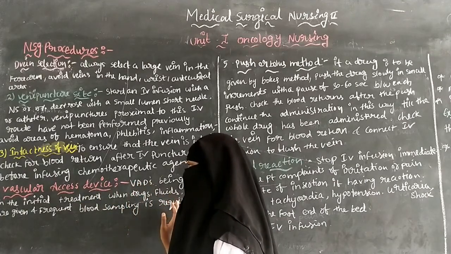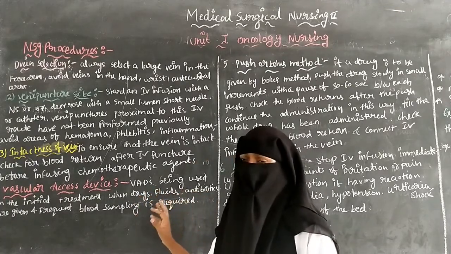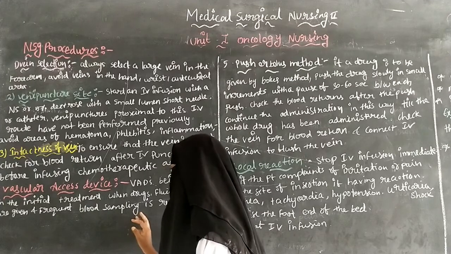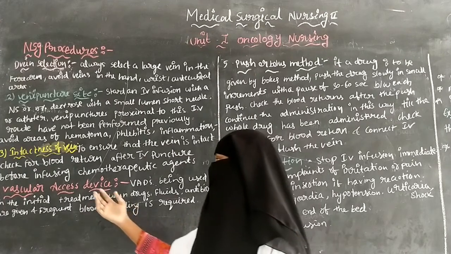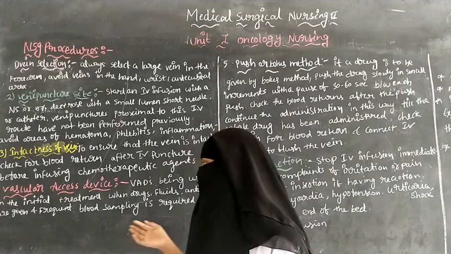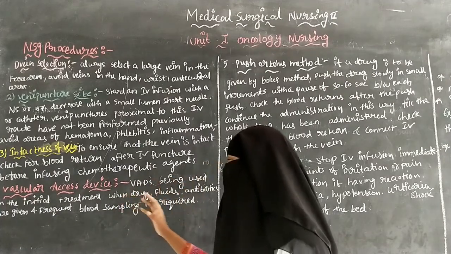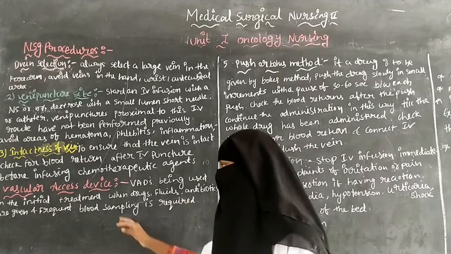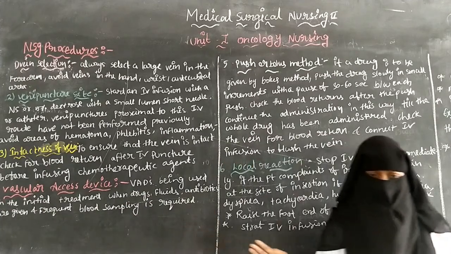It is one of the devices. By this device we can administer drugs, fluids and antibiotics for the initial treatment when frequent blood sampling is required. While taking blood samples we can also use the vascular access device, so by this we can collect the blood sample also.